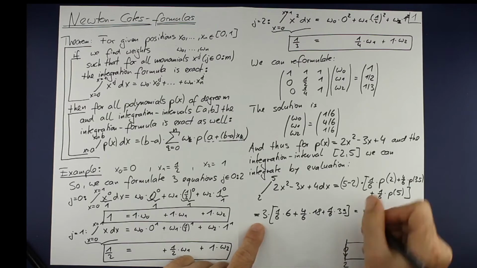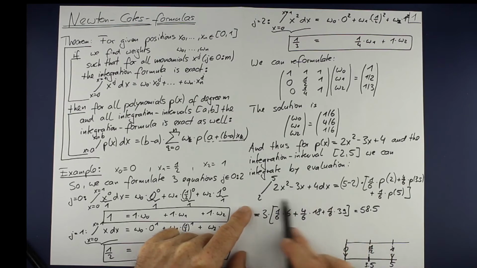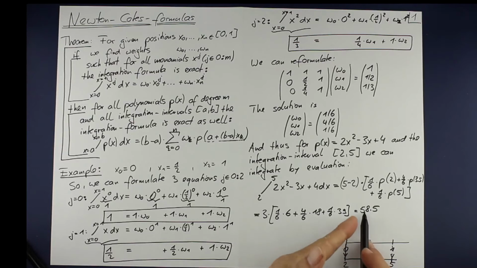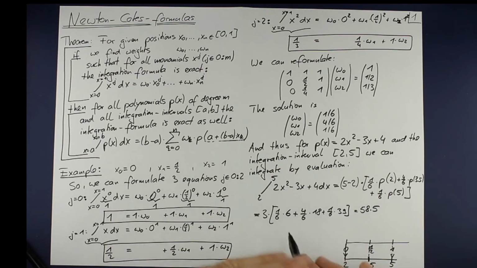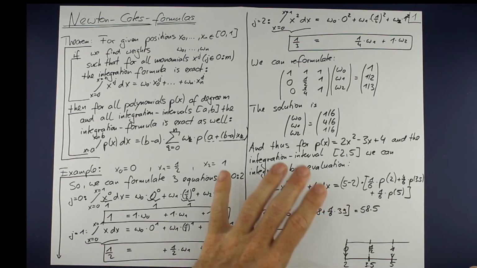19.5 times 3 is 58.5. And if you calculate that by using the antiderivative, you will also get 58.5. So we integrated without integrating, but only by evaluating. So this was our first example.